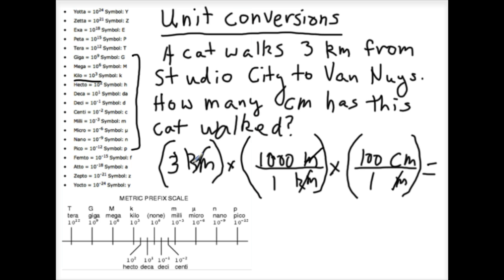Alright, so now I'm going to multiply 3 by 1,000 by 100. I get my same exact value as before. The cat has walked 300,000 centimeters.